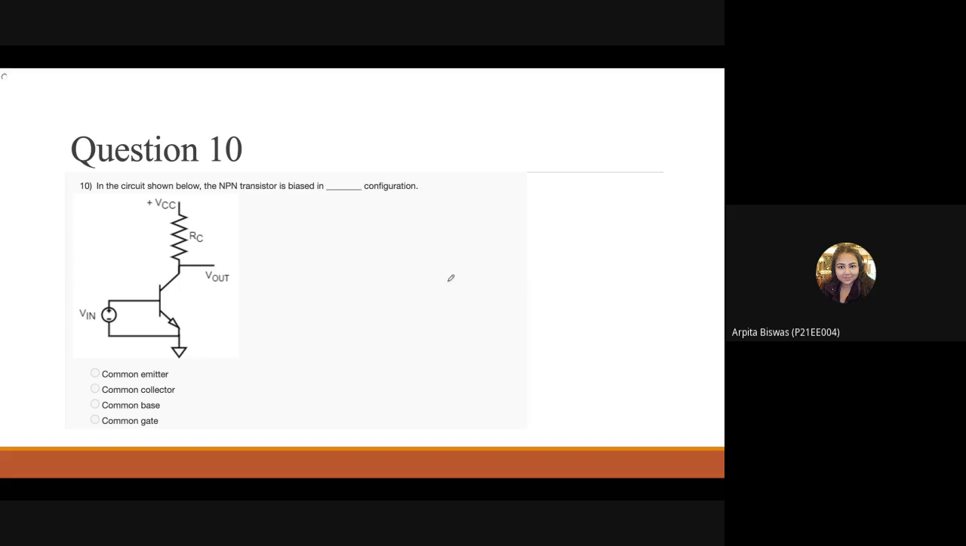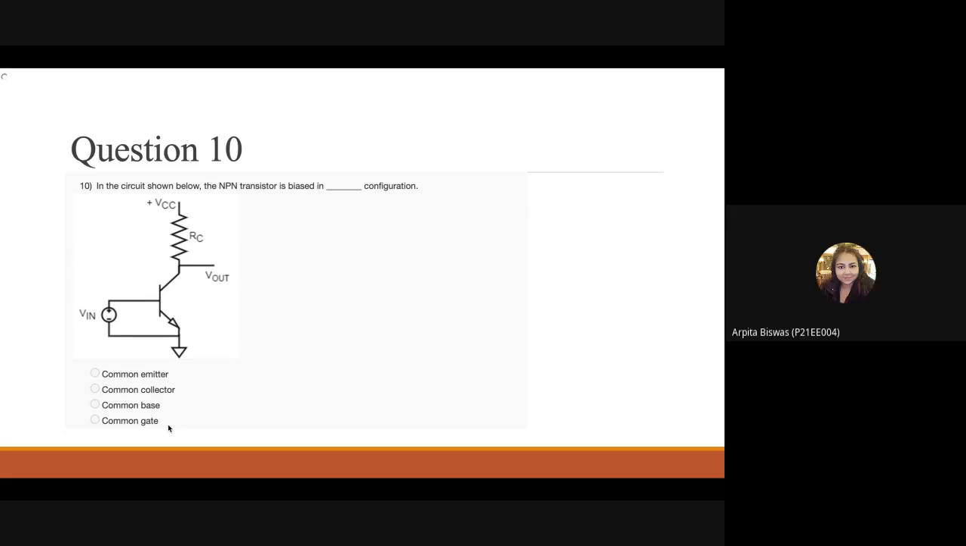So this is question number 10. In the circuit shown below, the NPN transistor is biased in dash configuration. Carefully see the structure and then tell me whether it is common emitter, common collector, common base, or common gate. Which mode is it? Common emitter, ma'am. Haripriya? Common emitter, ma'am.